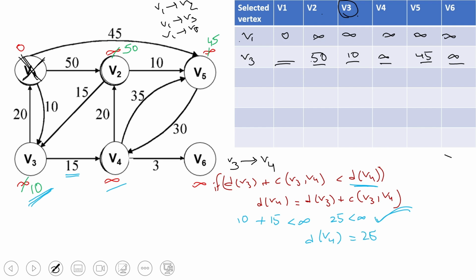Let us update this. Distance of v4 is 25. Here also, from v3 to v4 now 25, and the remaining will be the same: 50, 45, infinity. And we will not write v3 because the v3 node is already visited, right?